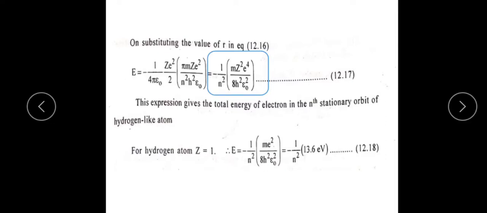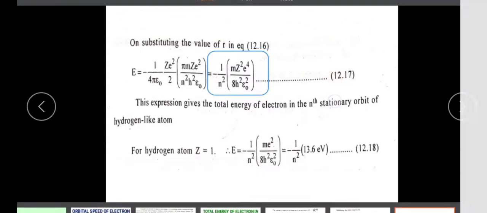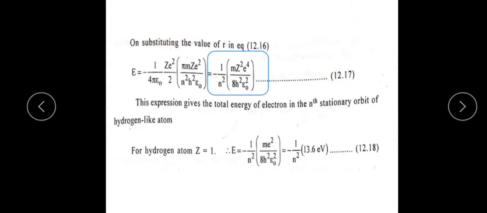In particular, for a hydrogen atom, the Z value, the atomic number, is 1. Hence if the Z value is 1, the above equation becomes E is equal to minus 1 divided by n square into m e raised to 4 divided by 8 h square epsilon naught square. Then after substituting these values, it becomes minus 1 by n square, where n is the orbit number. It may be the first orbit, second orbit, third orbit, like that.